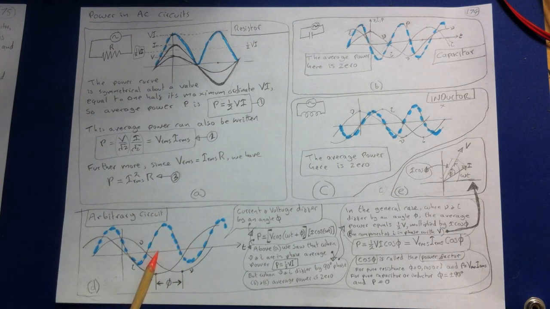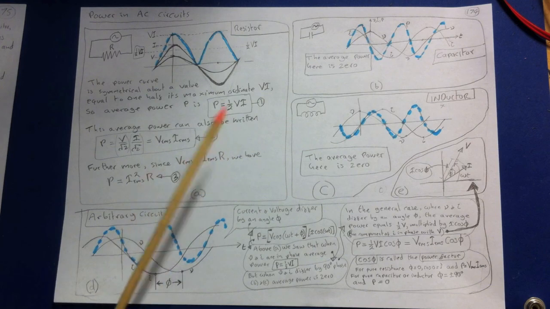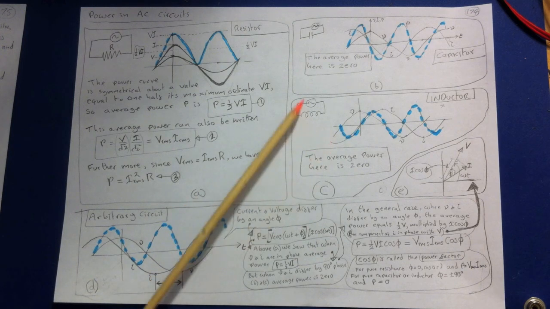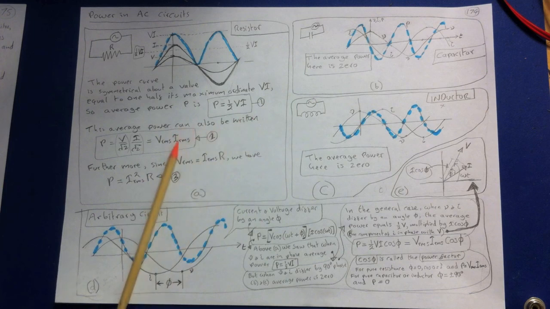The preceding analysis has shown that when V and I are in phase, the average power equals a half VI. So we can see that when they're in phase, it equals a half VI. When V and I are 90 degrees out of phase, the average power is 0. So you can see when they're 90 degrees, it's 0. So you've got these in-between values now.